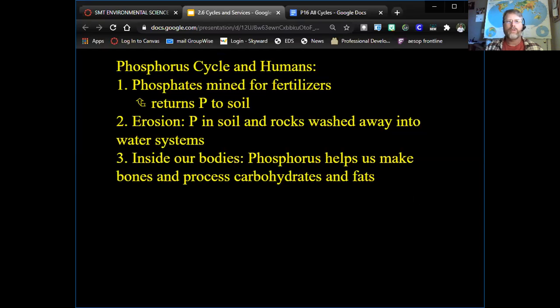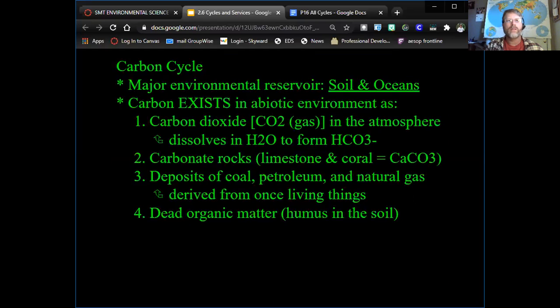Phosphorus helps us make bones and teeth, and it helps us process carbohydrates and fats, all things we want to do in order to survive and be healthy. Okay, so that was a recap of the cycles.